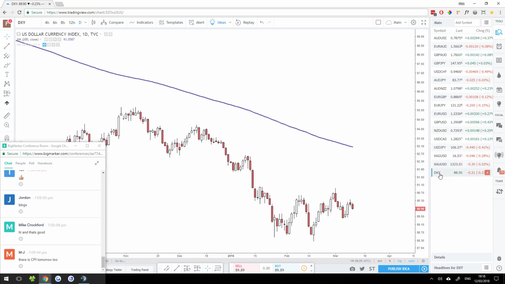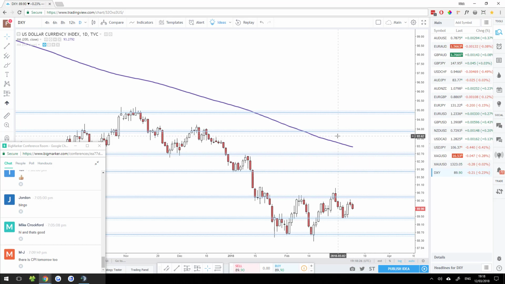The DXY, I'm not really trading that. I've just got it open because someone asked me for support resistance on it, and I'm also testing a few things with DXY because I'm curious to test a few things with it. DXY is the dollar index for those who don't know.